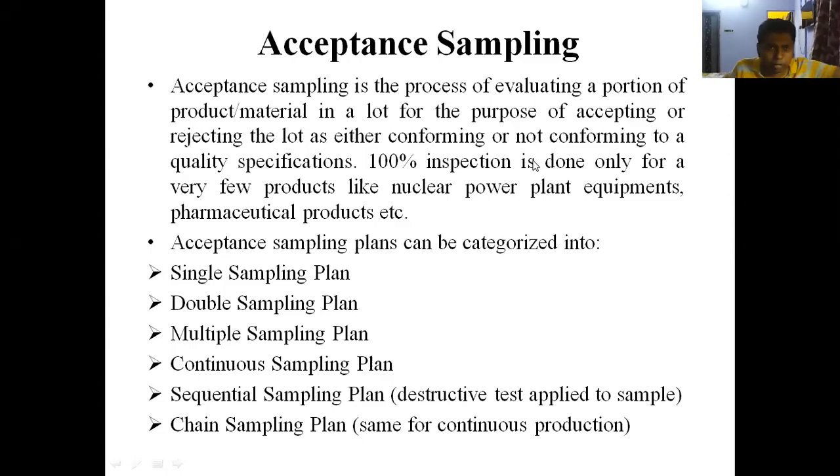Welcome everyone. Today I am going to discuss acceptance sampling. The topics that we have covered so far in the course of quality management or total quality management or quality control. This is one of the most important topics because earlier we discussed different types of control charts for variables, control chart for attributes.